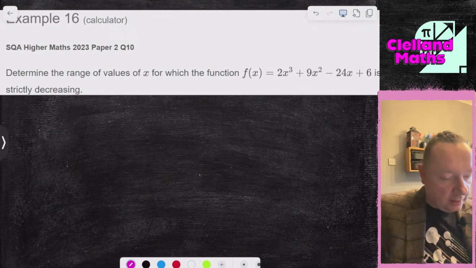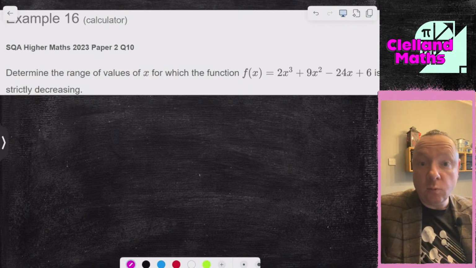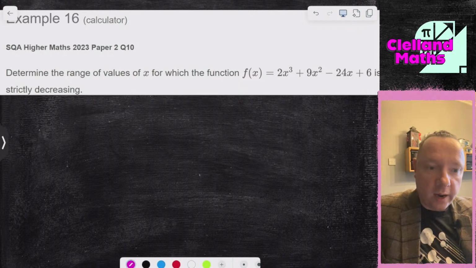Okay, example 16. SQA Higher Maths 2023 Paper 2 Question 10 had this one, so let's go straight to the solution for this one. But before I do that, someone asked a question. Am I doing more Higher Maths videos? Well, I've literally done one today in my members only video if you look at my members tab. But yes, I'll be doing more, of course, as we go.